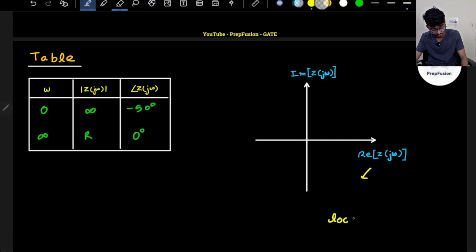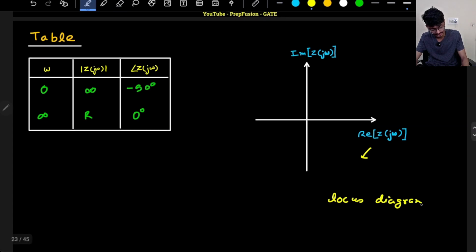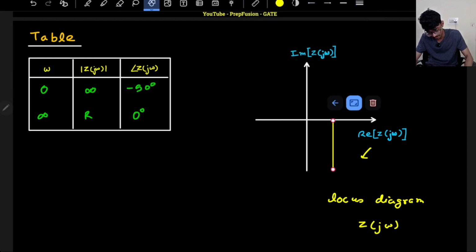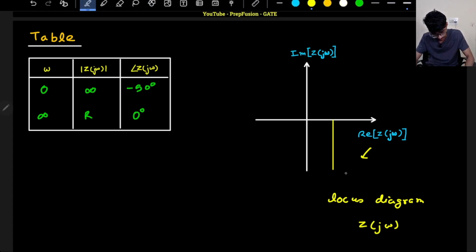Locus diagram of Z of ω, that is the impedance. Impedance locus diagram. Okay, so it will be somewhat like this. So I will start from infinity. Of course, I will not be able to show infinity, so I will be starting from somewhere here, ω equal to 0, and I will end here, ω equals to infinity, and I will move like this.